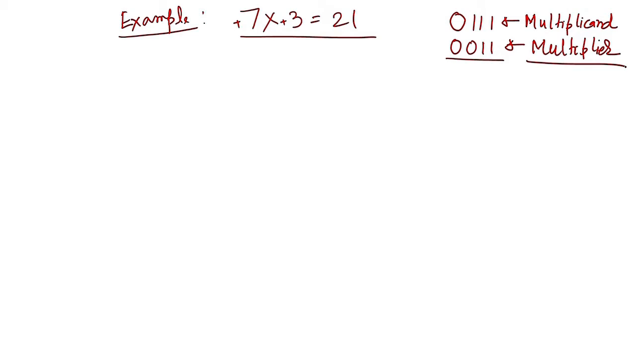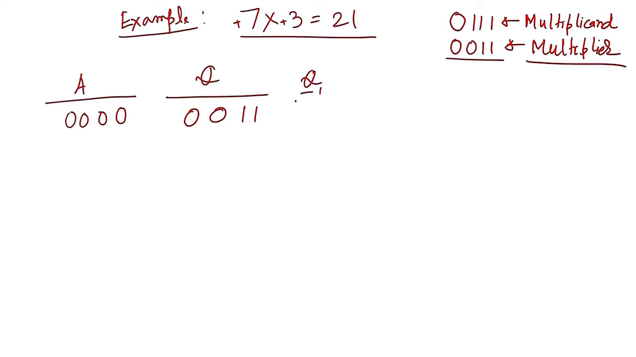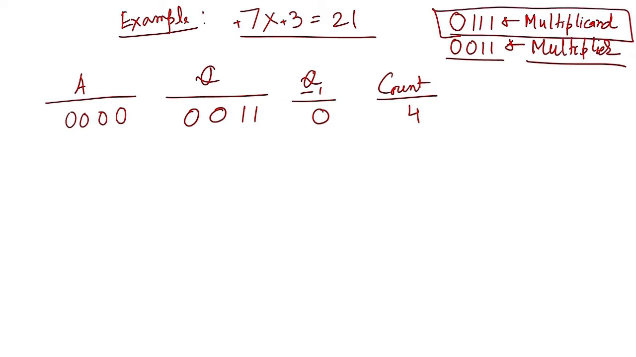So, then what we have to do? We have to take a register A. So, this is 4 bits: 0 0 0 0. Then we have to take the multiplier. The multiplier is here 0 0 1 1, and then we have to take 1 bit, this is 0. The count is 4. Okay. And the multiplicand we already know. So, these are the initial values.